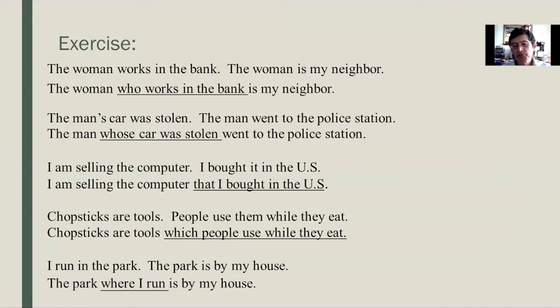You might try some simple examples like this one. I run in the park. I walk in the park. The park is near the zoo, or the park is near my company, and then combine it into one sentence using one of the clause words. You might find that it's easier to write it down and then speak it out loud to yourself so that you can hear what it should sound like.